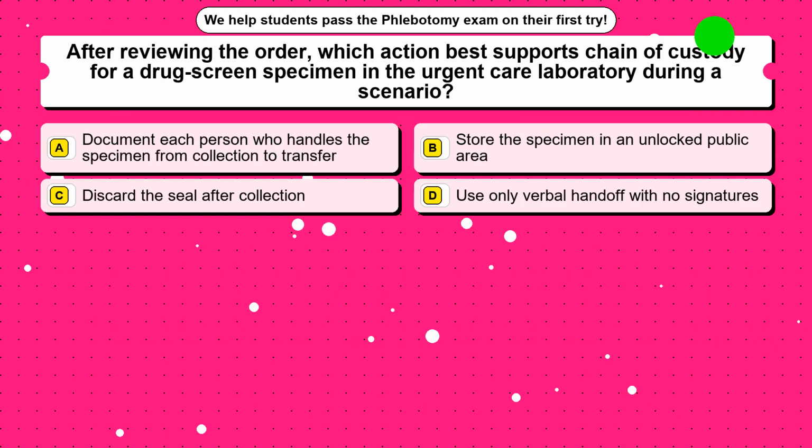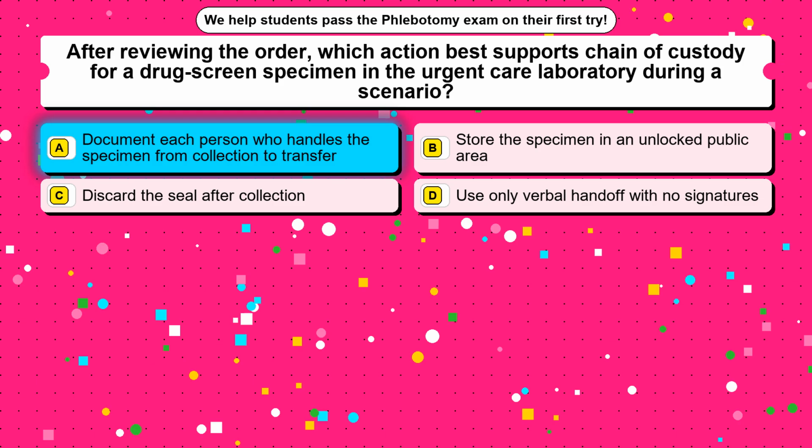Question 81. After reviewing the order, which action best supports chain of custody for a drug screen specimen in the urgent care laboratory during a scenario? Option A. Document each person who handles the specimen from collection to transfer. Option B. Store the specimen in an unlocked public area. Option C. Discard the seal after collection. Option D. Use only verbal handoff with no signatures.